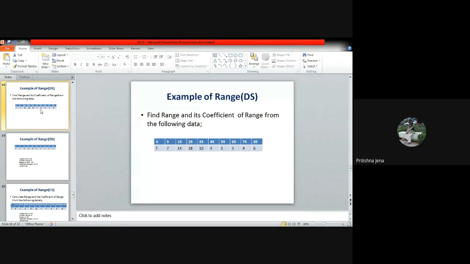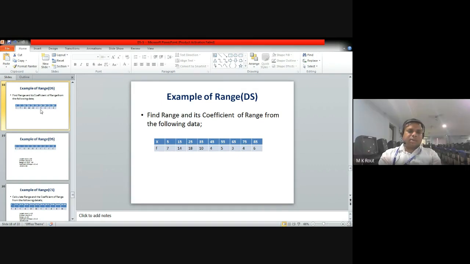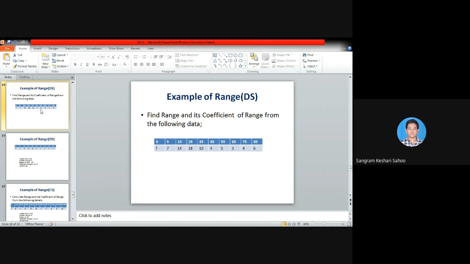Eighteen, sir. You are totally wrong. Try to identify the highest. 25, sir. Till now you are not getting. 85. Here frequency is not considered. The highest value is 85. Lowest value is?